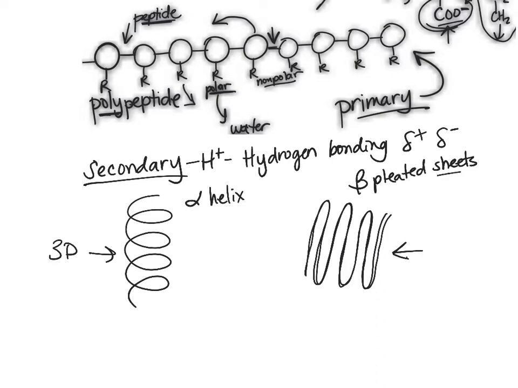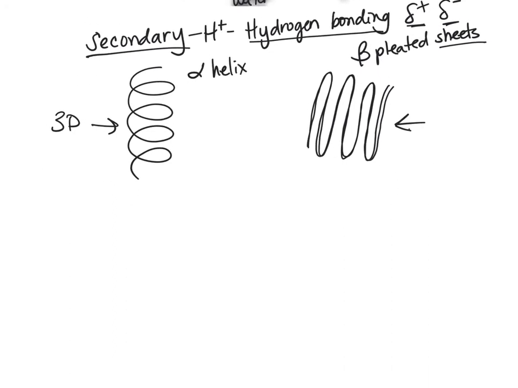So our beta pleated sheets versus our alpha helices, which would be like if we took that same yarn, dipped it in glue, wrapped it around a pencil, let it dry, and then took it off the pencil, for example. So our secondary structures, due to this hydrogen bonding, our partial positives and partial negatives, make our alpha helices and our beta pleated sheets. Then we can move on to our tertiary structure.